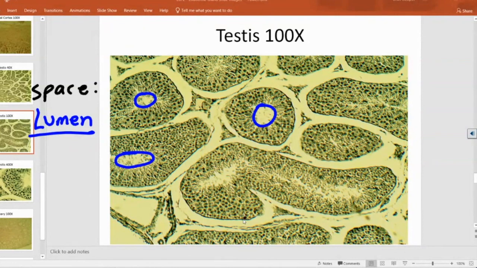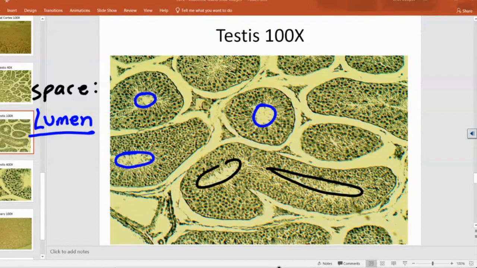Why does this seminiferous tubule look like it has two lumens? This tube's easy, right? This tube was coming straight at you. The hollow part's in the center. Here's what happened here. This tube came out and turned, and then turned again, and then went down. And so it came out, and it kind of had a lumen there, and it turned, and it kind of had a lumen there. This isn't the best example, but it's a great example of this.